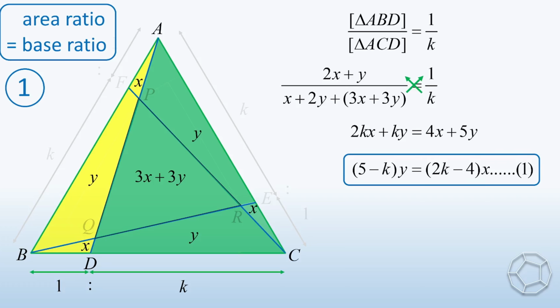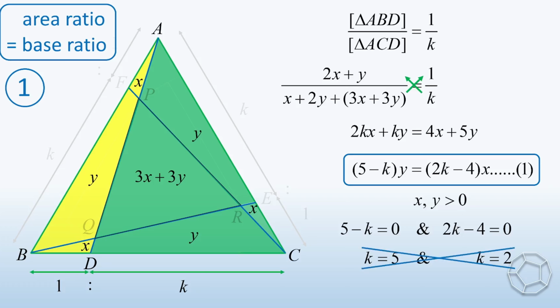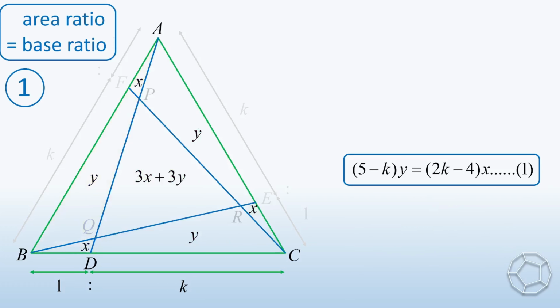Let's take a deeper look at this equation. Clearly, x and y must be positive because they are areas. What about the k terms? If 5 minus k is equal to 0, then 2k minus 4 should also be equal to 0. It means that k is equal to 5 and k is equal to 2 at the same time. This is impossible, so all the terms are non-zero. This is important in the steps later on.